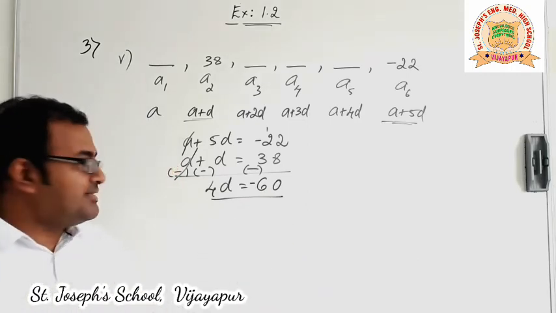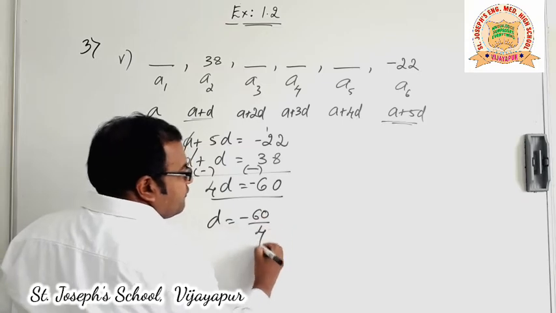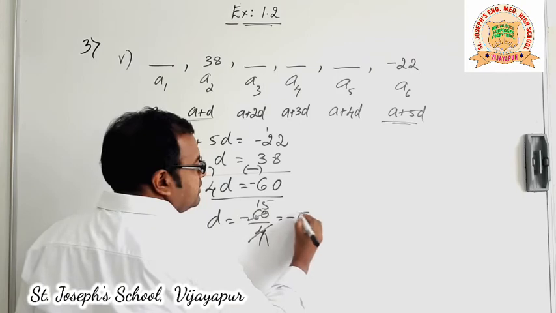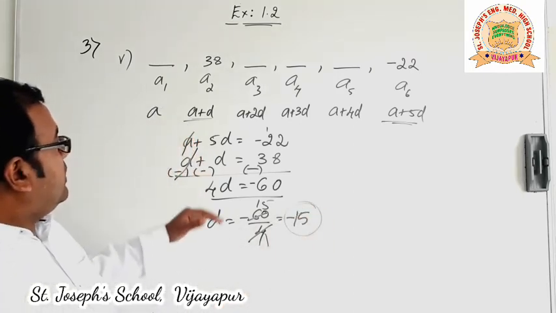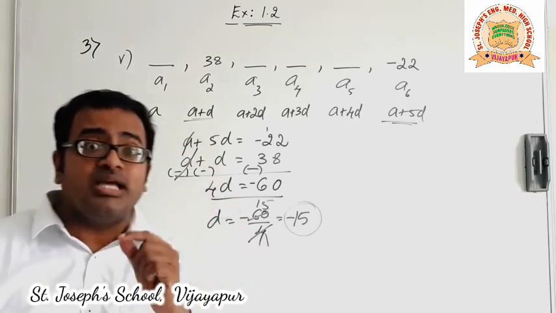So, here we go. 4D is equal to minus 60. So, what is D equal to? Minus 60 divided by 4. Simplify that. It is minus 15. That's minus 15. We got our D value. Now, using this D value in one of the equations, find out A value.